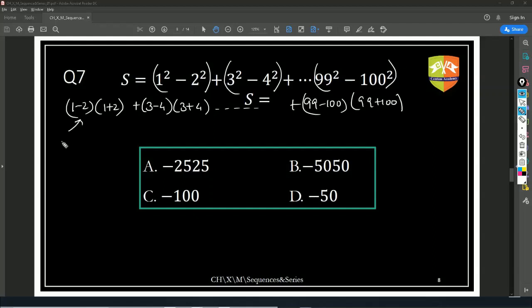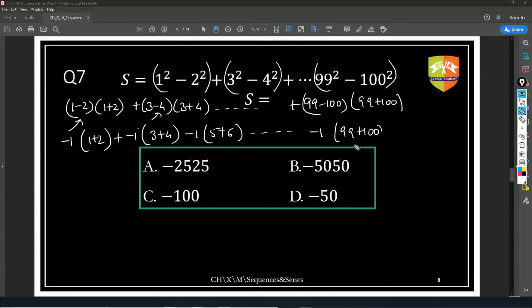Right? So this is minus 1. So minus 1 times 1 plus 2. Then minus 1 times 3 plus 4, then minus 1 times you'll get 5 plus 6 and so on and so forth. Minus 1 times 99 plus 100. Right? So hence minus 1 common and you'll get 1 plus 2 plus 3 up to 100. Correct? Understood by all? Again, we are not using any out of the world formula or something like that. Not even the basic formula which we have been practicing.